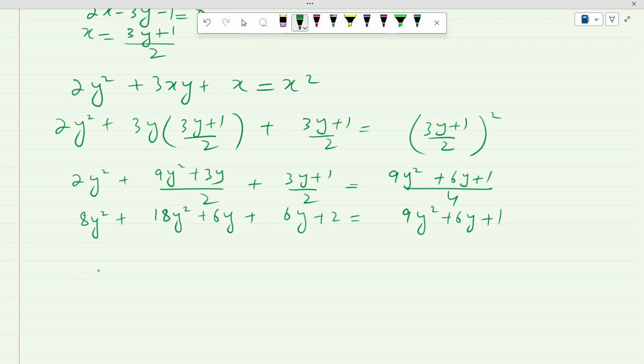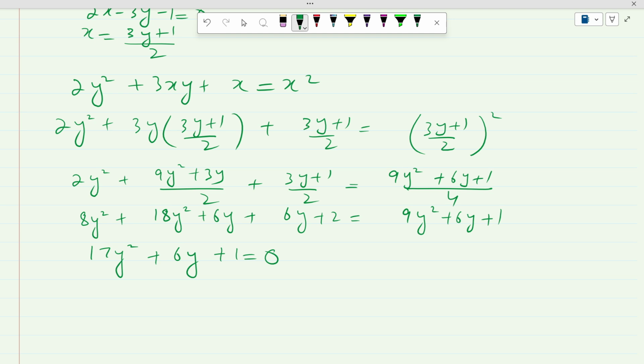So take all the y's to the left hand side: 8 plus 18 minus 9y squared, so that would be 17y squared, 6 plus 6, so that would be 12 plus 6, again 6, 2 minus 1, it would be plus 1 equal to 0. Now this is a quadratic equation in terms of y.